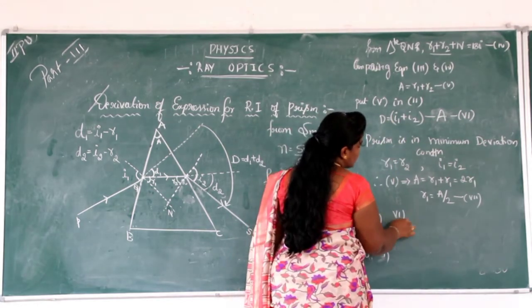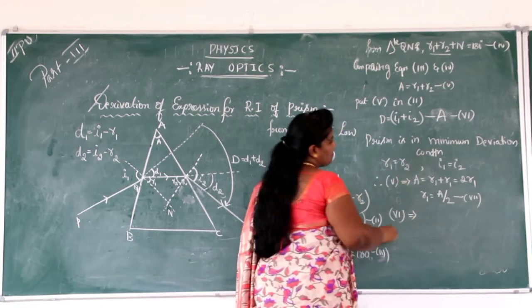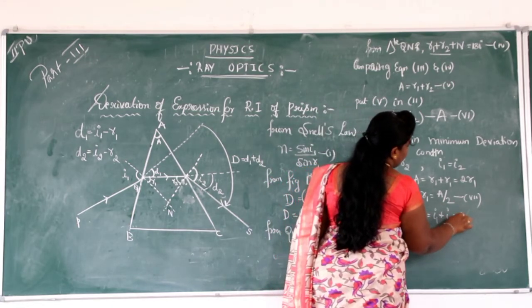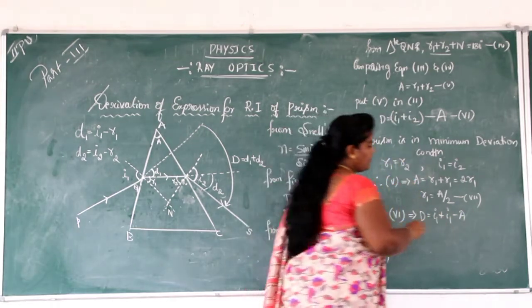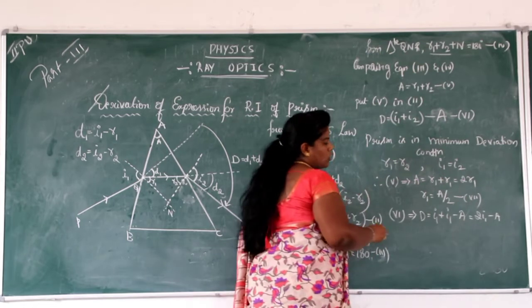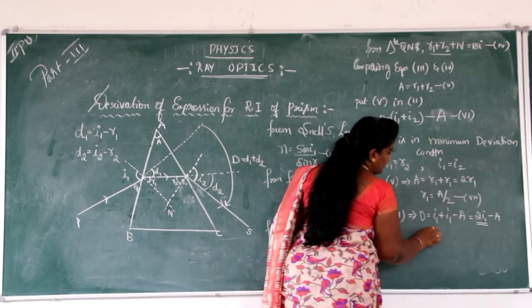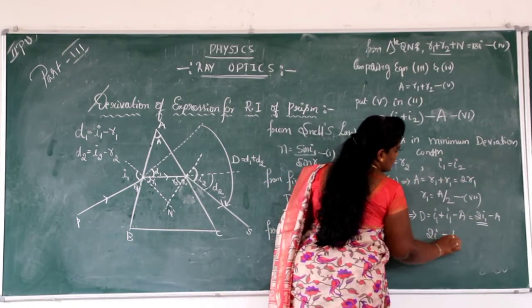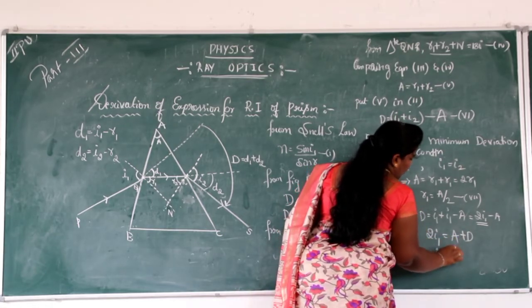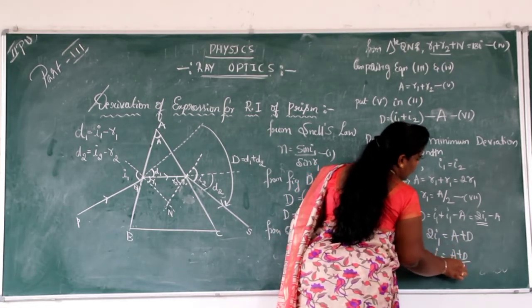So equation 6 becomes D is equal to I1 plus I1 minus A. I1 plus I1 becomes 2I1 minus A. Now I want to calculate I1. Placing I1 on one side, it becomes A plus D. So I1 is equal to A plus D divided by 2.